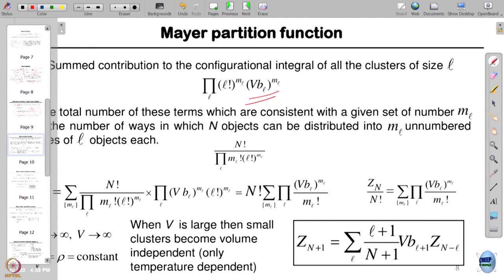So there are m_L clusters of size L, and they come with the weight V b_L, and then I get (V b_L) to the power m_L, because m_L is the number of clusters of size L, and all of them put together bring a size L m_L. So that becomes that, and I have m_L clusters, each of size L. In classical statistical mechanics, I can rearrange them. So L factorial is the way I can distribute them, and there are m_L such clusters. In my system, at any time there are m_L such clusters of size L, so (L factorial) to the power m_L, and that becomes that.